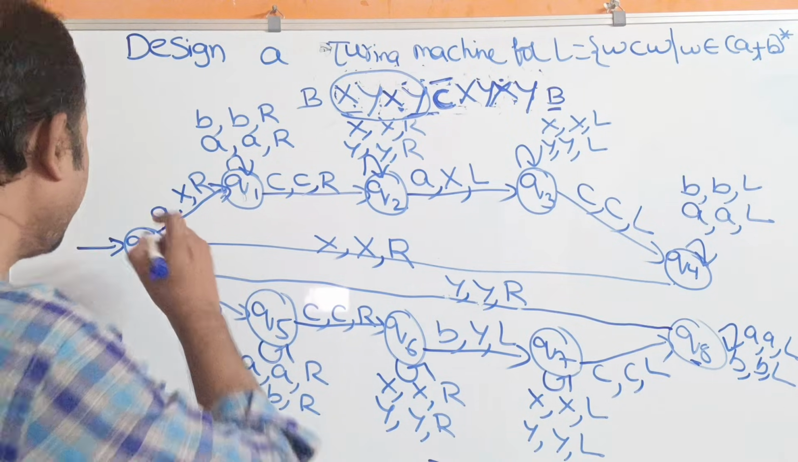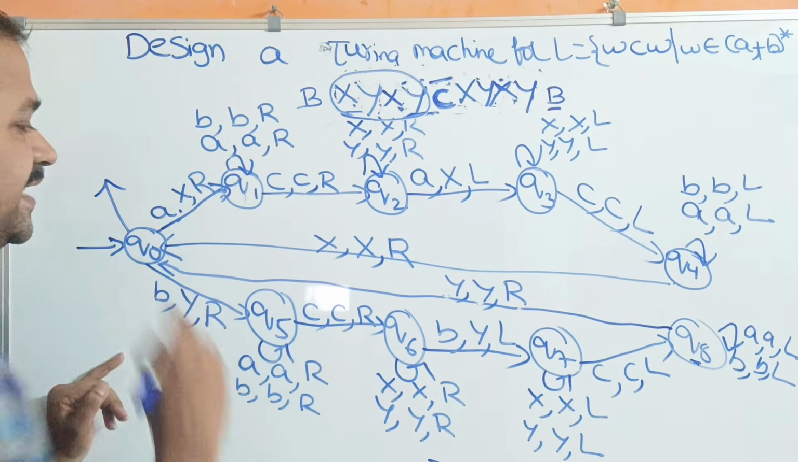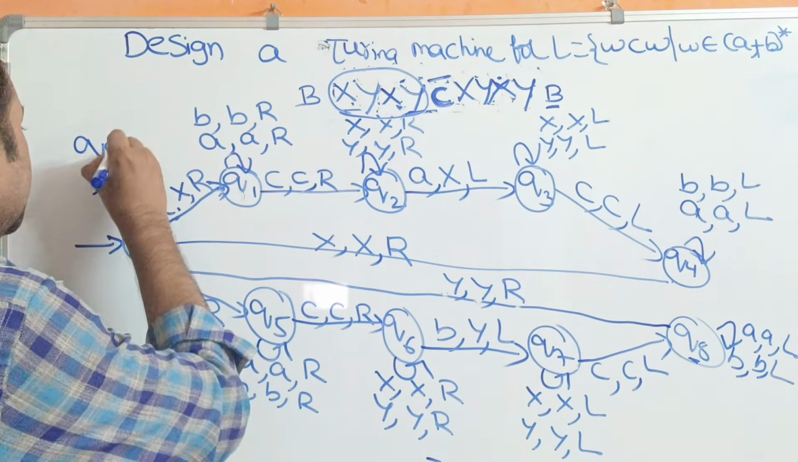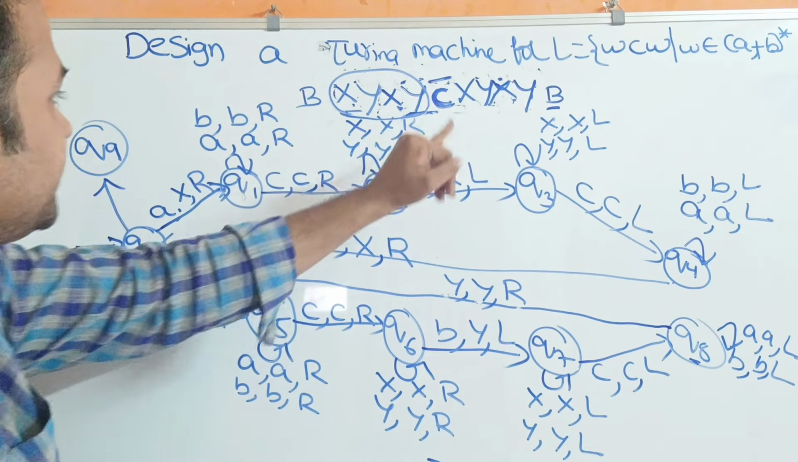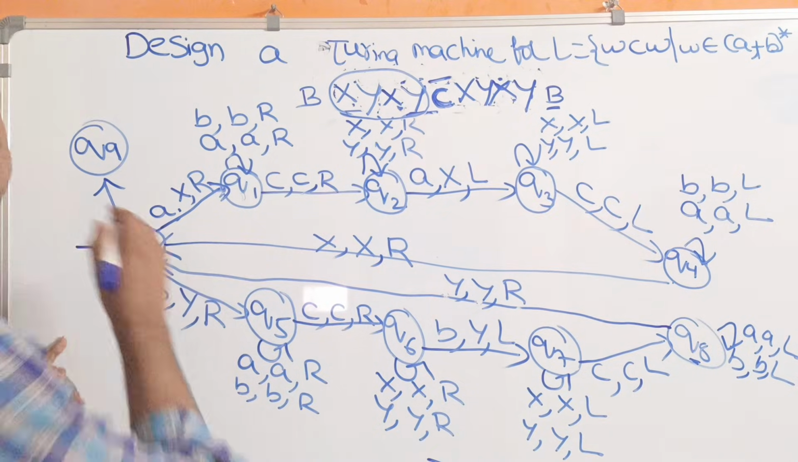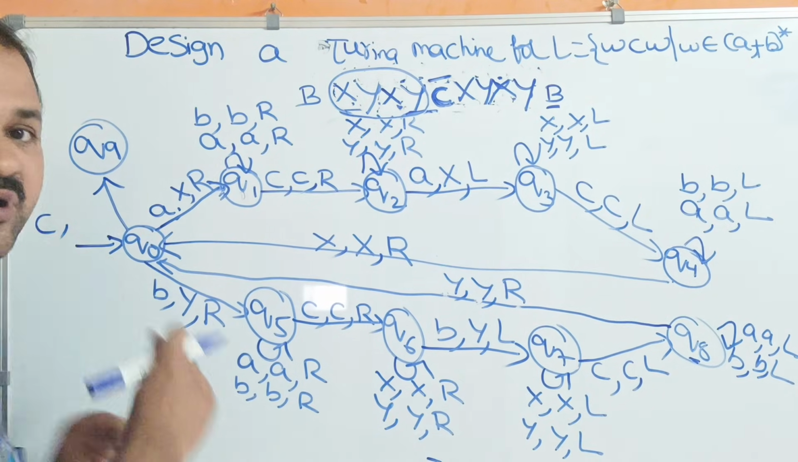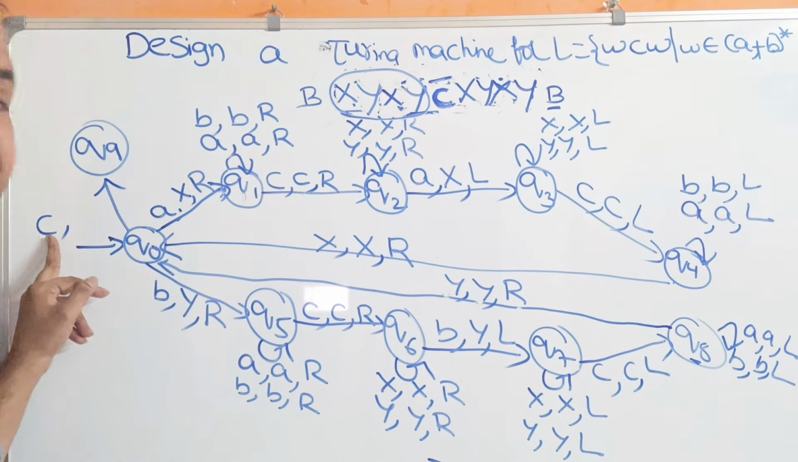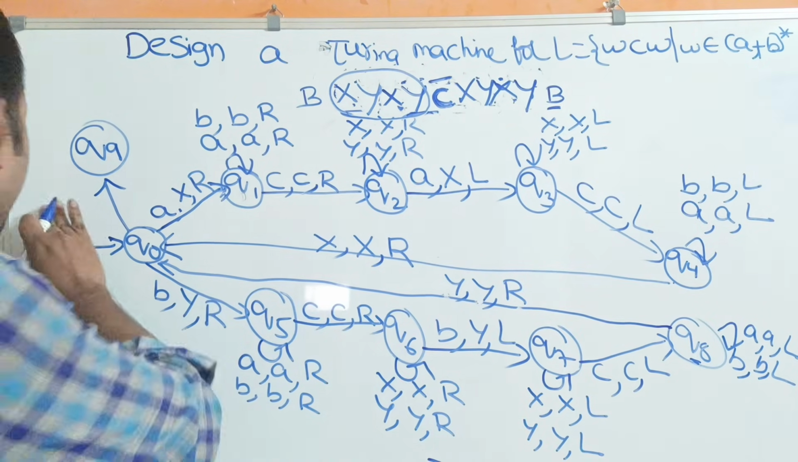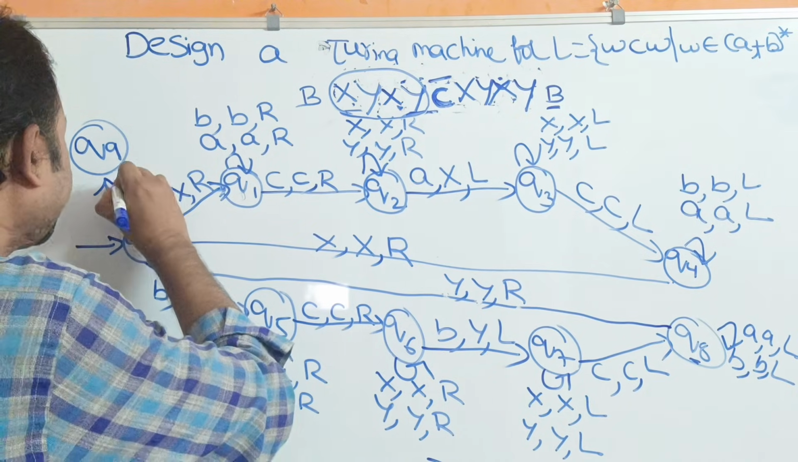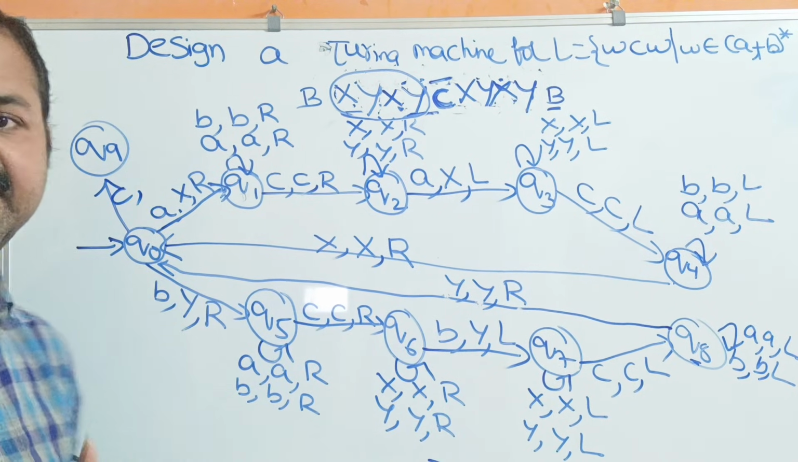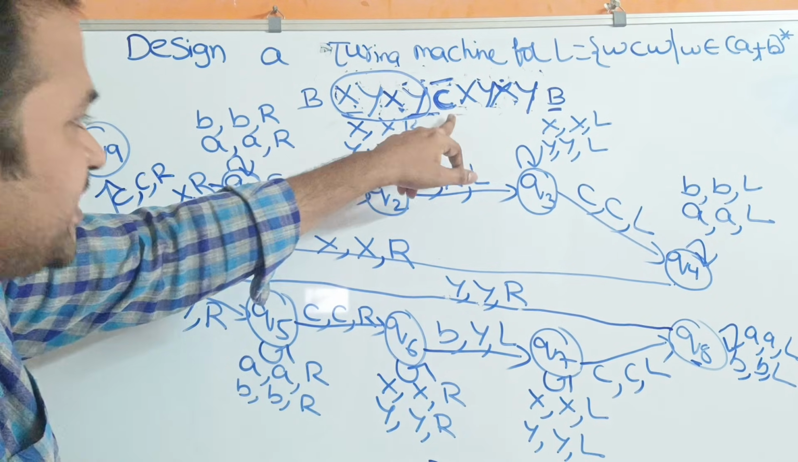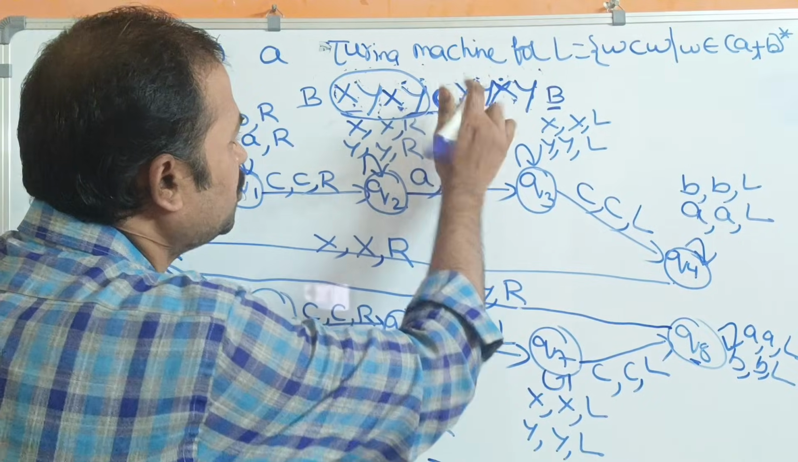For that purpose, we have to take another state. So what is that state? Q9 state. So on Q9 state, the input symbol is C. So here we have C. If the input symbol is C, then keep it as C only, but move the head towards the right.